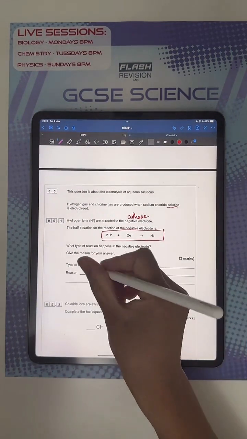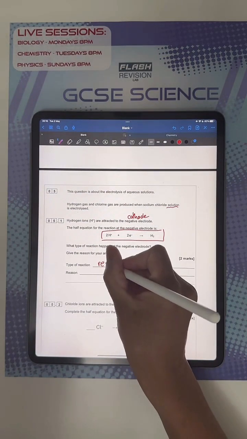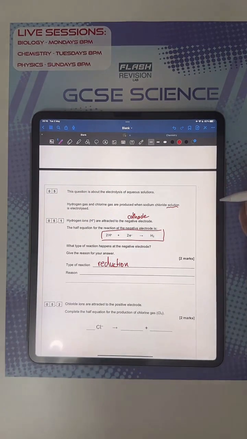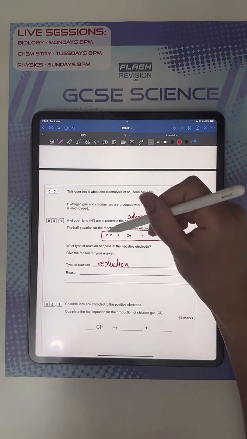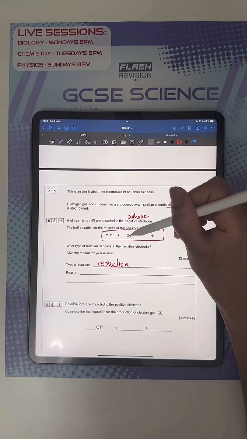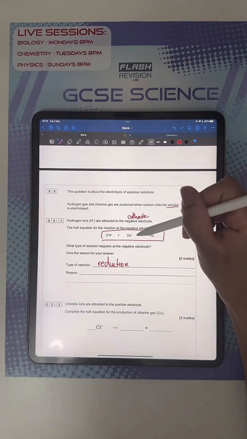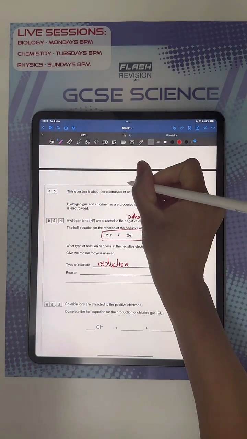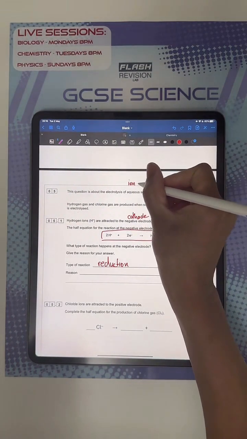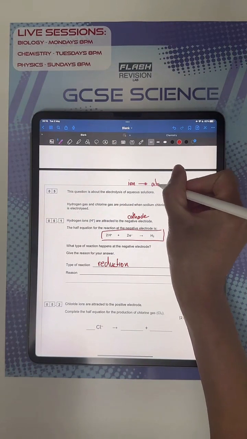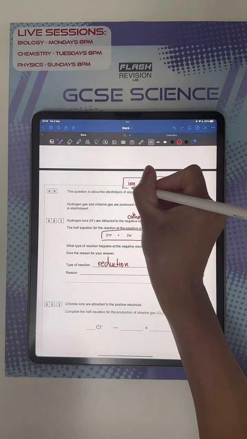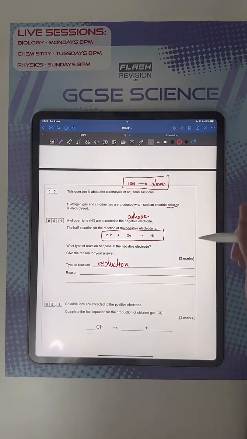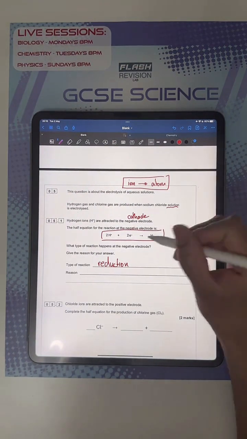So type of reaction, reduction. Reason for it. So look at the half equation. You're starting off with H+. You're adding electrons. It's plus e- to form an atom. Remember what I said at the start? I said it always goes from an ion to an atom. All half equations do that. So on the left-hand side, you should always have the ion. On the right-hand side, you should always have the atom or atoms.